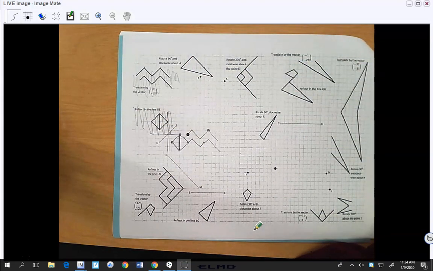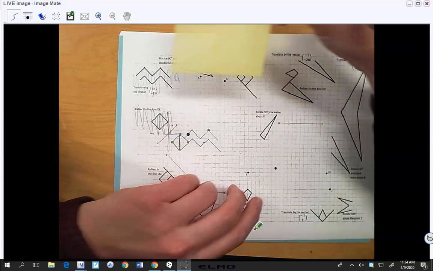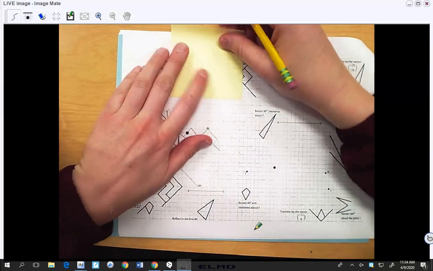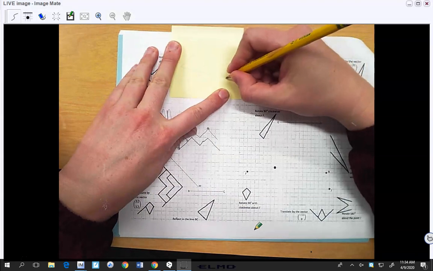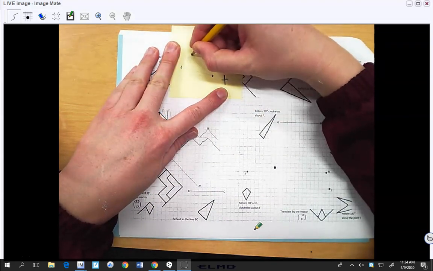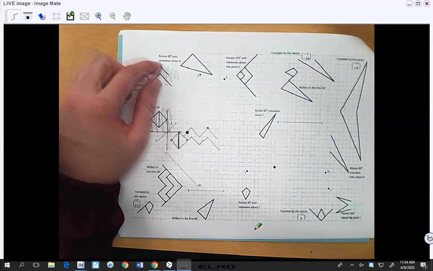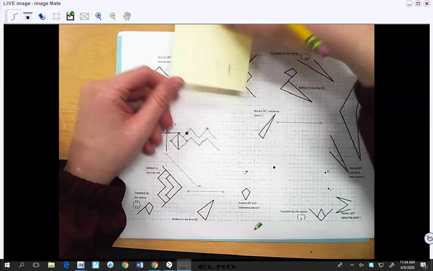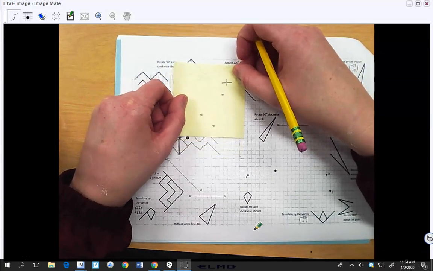Reflect 90 degrees anti-clockwise. Anti-clockwise is the same thing as counterclockwise. It just means opposite. About A. To do that one, I'm going to put a post-it note, and you can't see it really well, but there's my A, there's my point, there's my point, there's my point. It says rotate 90 degrees anti-clockwise. So clockwise would be this way. Anti-clockwise is this way. Keep that A lined up right there.